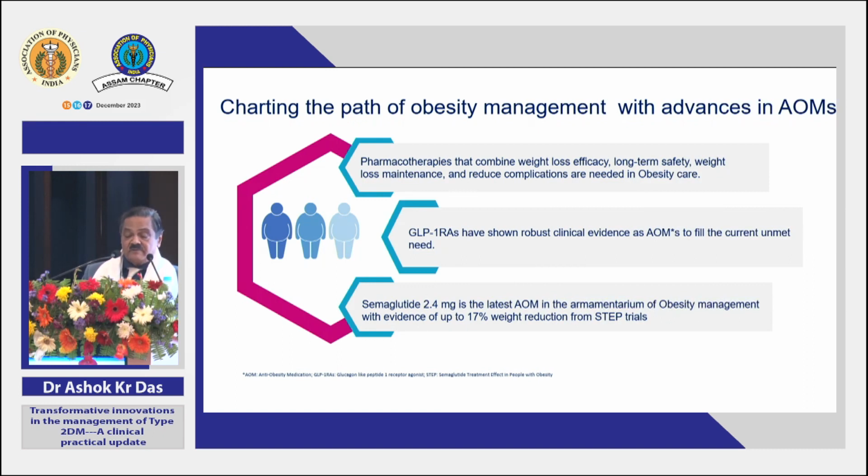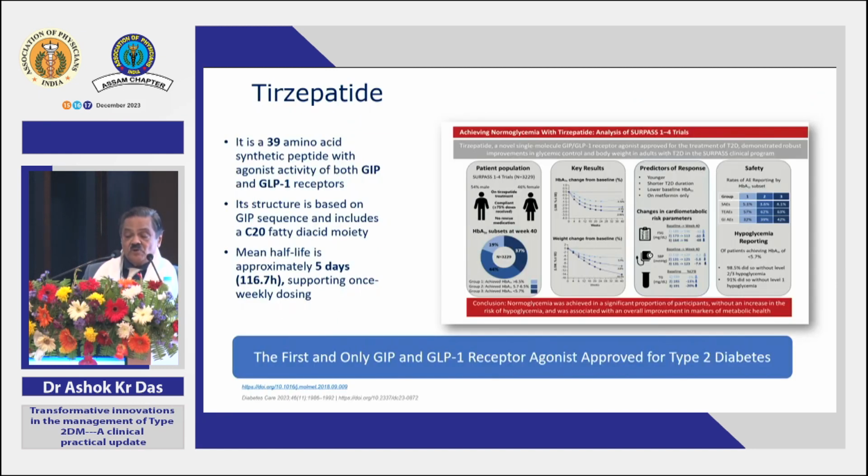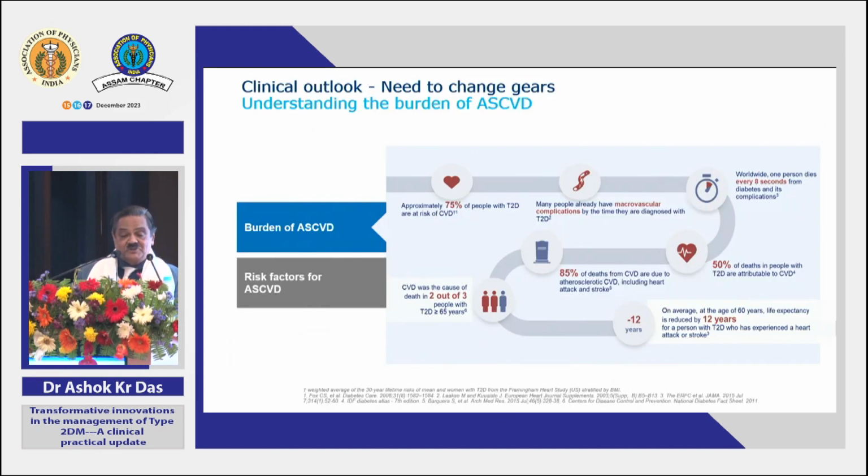Not injectable, not available, we have oral, and this has changed the scenario of obesity management. But there is a still better drug by some other company called tirzepatide, which is a 39 amino acid synthetic peptide, with agonist activity at both GIP and GLP-1 receptors, and this reduces weight 3 times that of oral semaglutide. It is the first and the only GIP/GLP-1 receptor agonist approved in type 2 diabetes. It will be coming to India in 3 months' time and will take the Indian drug pharmacy world by storm.